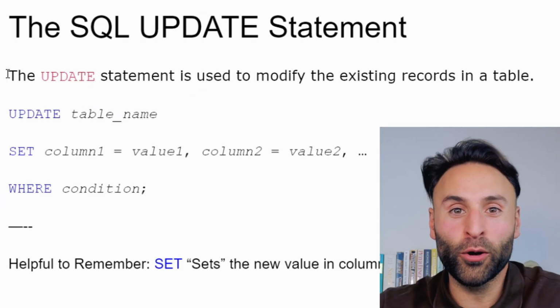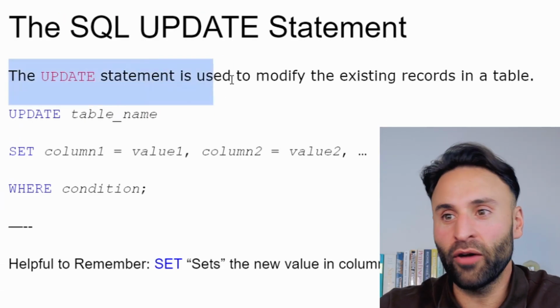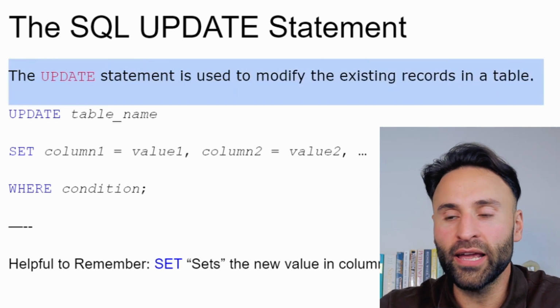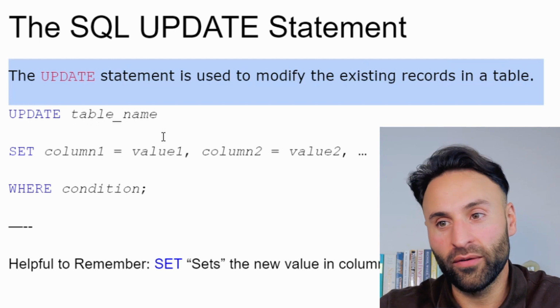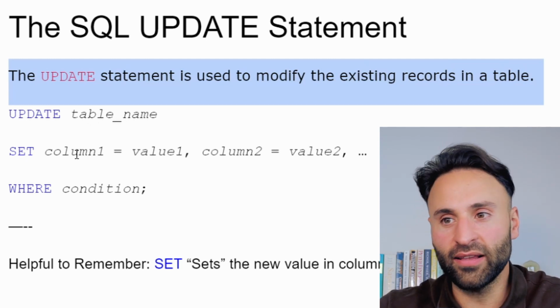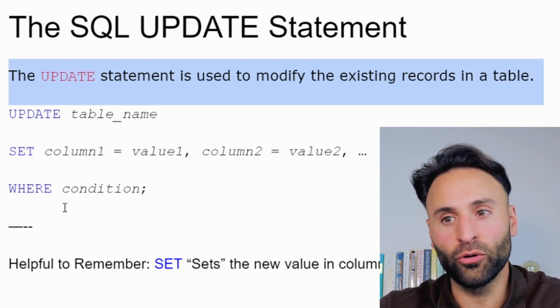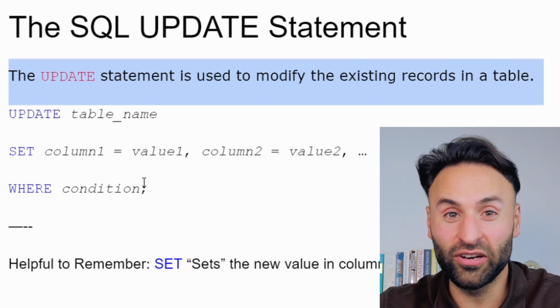Now, the next clause we're going to go over is called the update statement. The update statement is used to modify the existing records in a table. So we have update, we have our table name, and then we set, let's say, column 1 to whatever value, column 2, and then that can be based on a certain condition.